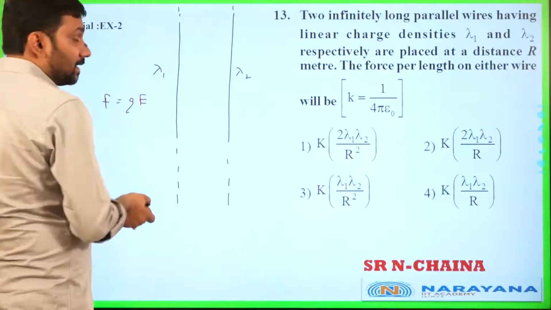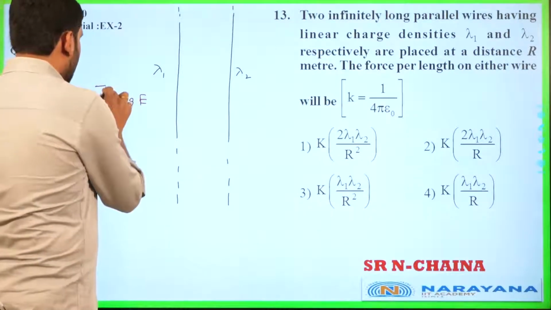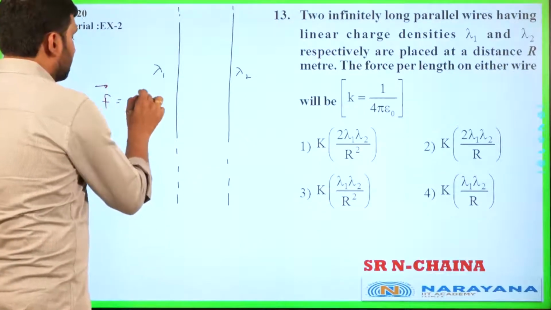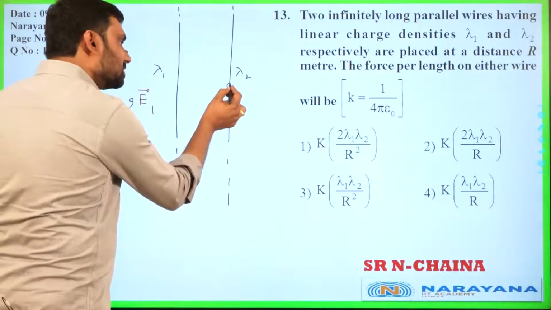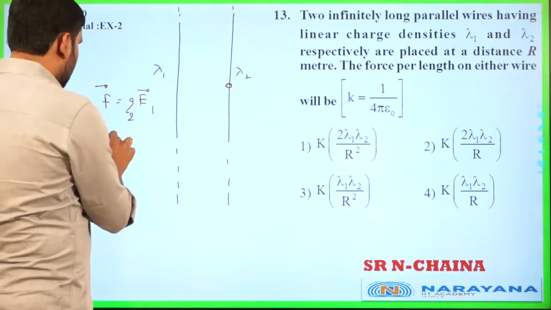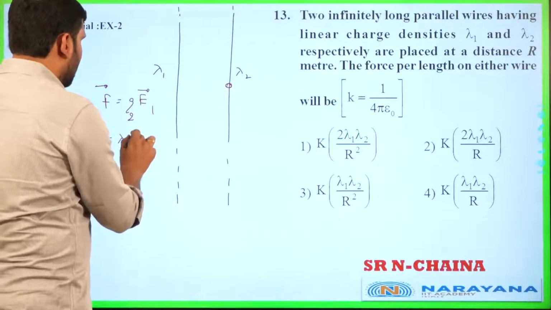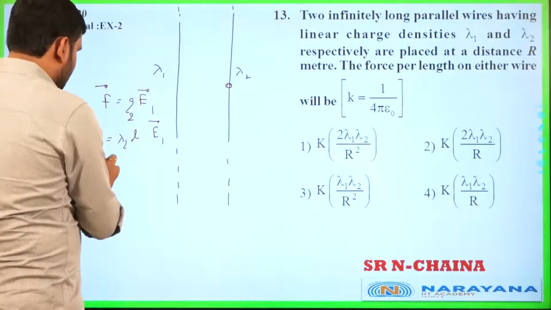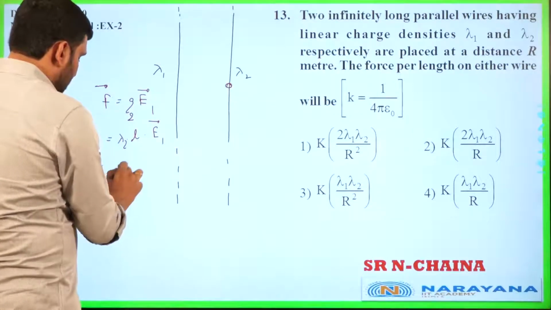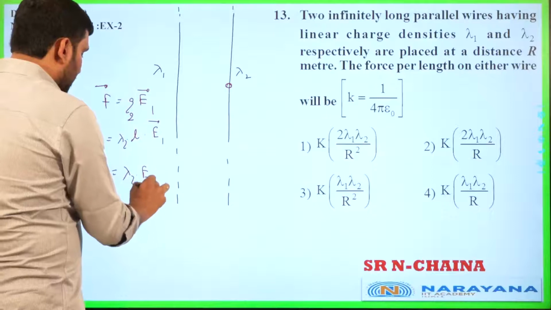Fine. Rather, we should write in this way, F vector is equal to Q2 into E1. That means field will be due to 1 and charge is due to 2. So Q2 means we can write lambda 2 into L into E1 vector. So F by L is equal to lambda 2 into E1 vector.